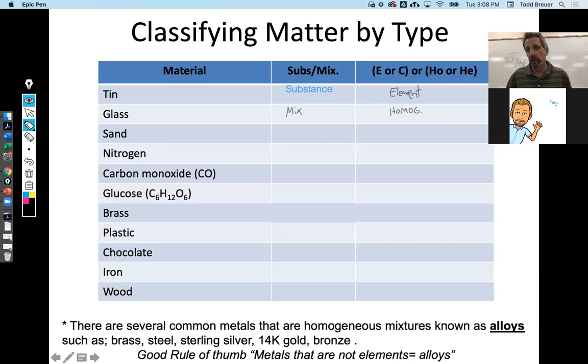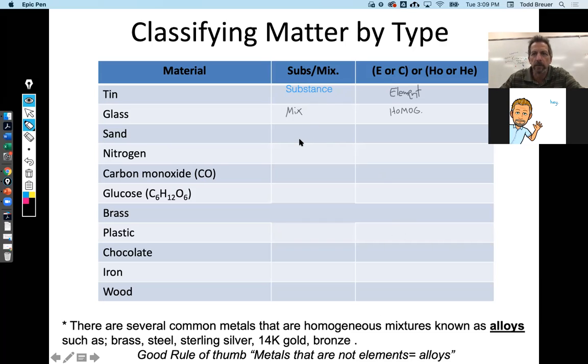So there's the starting point. It goes from, is it an element? If the answer is no, we go to, does it have a well-defined chemical formula? If the answer to that is no, we know we automatically have a mixture. And then we think about what the particle distribution might be like. Are they evenly distributed? Are they randomly distributed? That leads us to homogeneous or heterogeneous.